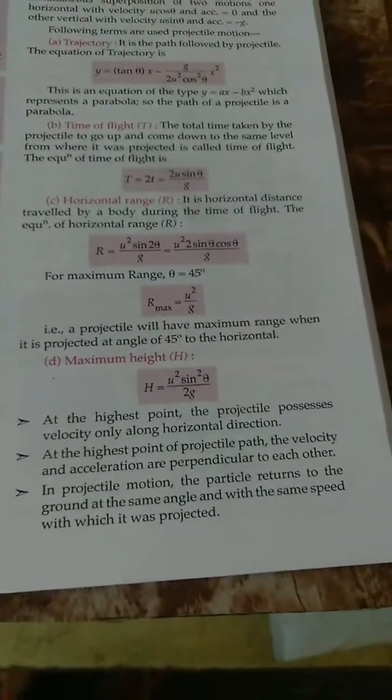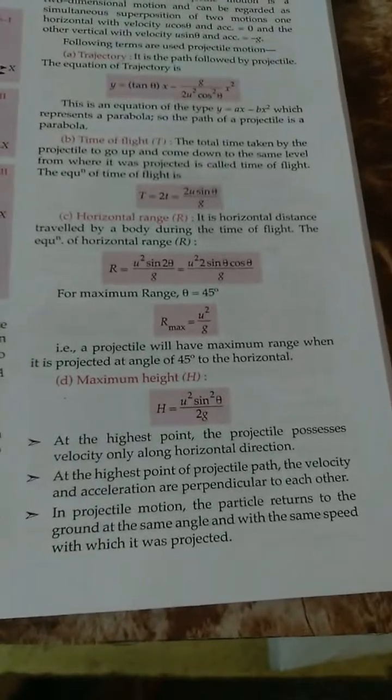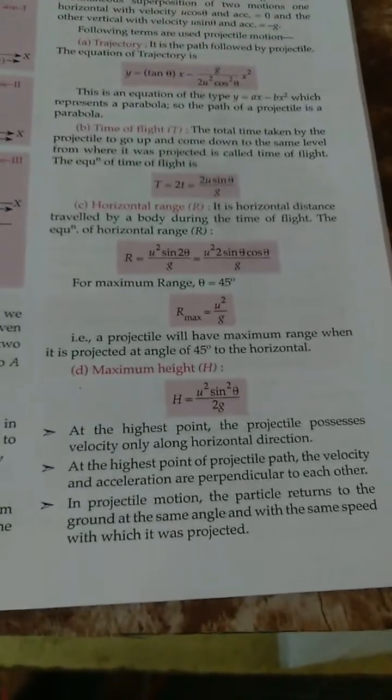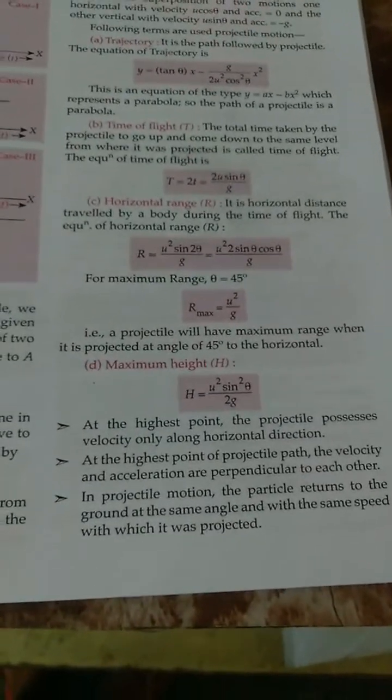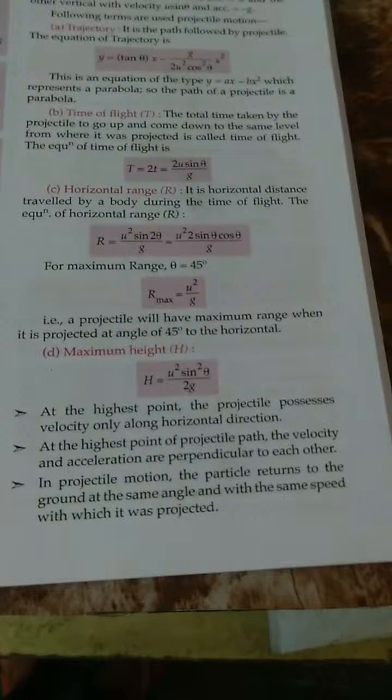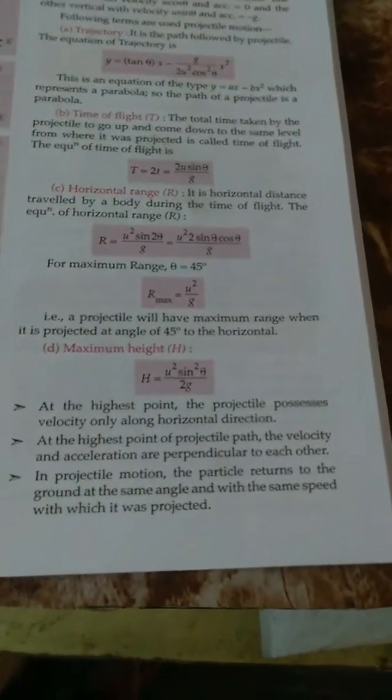That is, a projectile will have maximum range when it is projected at an angle of 45 degrees to the horizontal. Maximum height h equals u squared sin squared theta divided by 2g. At the highest point, the projectile possesses velocity only along the horizontal direction. At the highest point of the projectile path, the velocity and acceleration are perpendicular to each other.